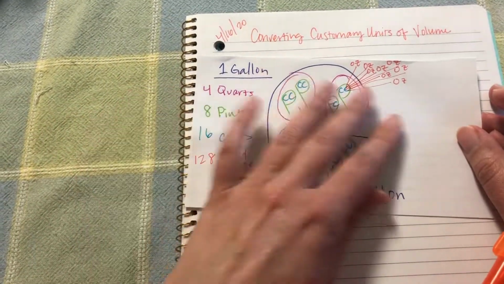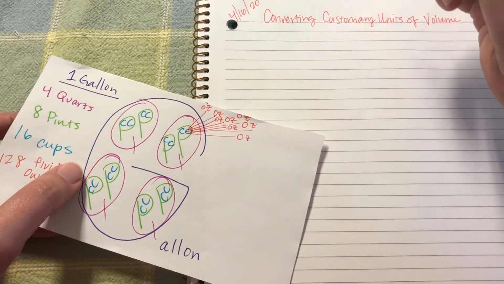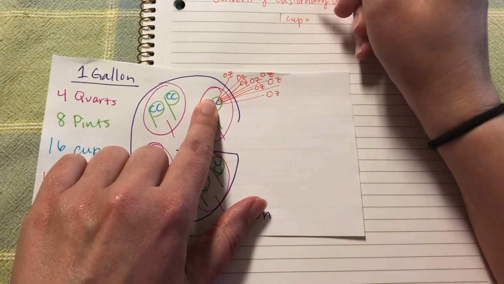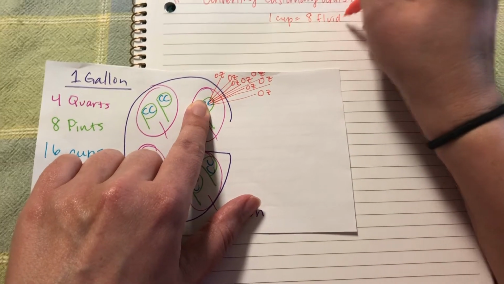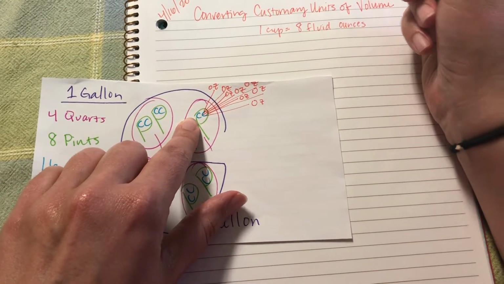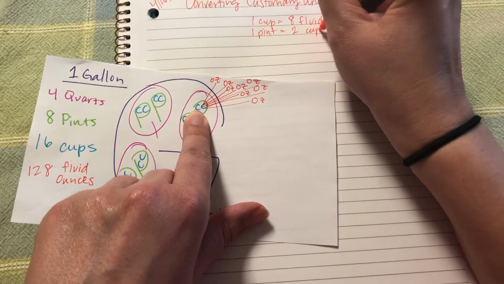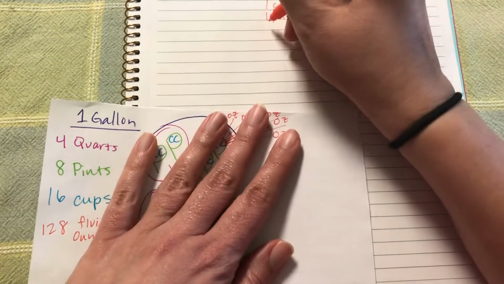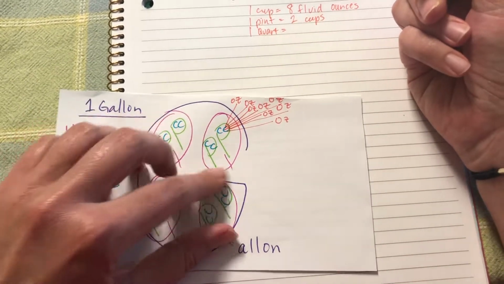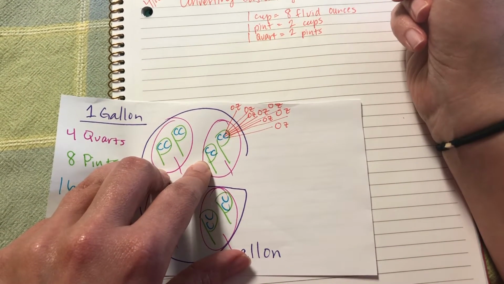So this is all related to the gallon, right? But I want to zoom in on little parts as well. So for example, 1 cup, if I take one little cup and look at it, is the same as 8 ounces. And I'm going to think about now 1 pint. And 1 pint is the same as 2 cups. And then I'm going to take 1 quart. 1 quart is equal to 2 pints. But that 1 quart is also equal to 4 cups.